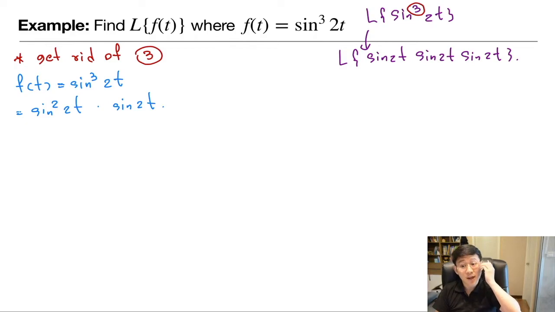Okay, and that is okay, isn't it? It's sine to the power of 3 of 2t, right? Okay, so I split it. I split 2 of them and 1 of them. Okay, and guys, we have the formula.